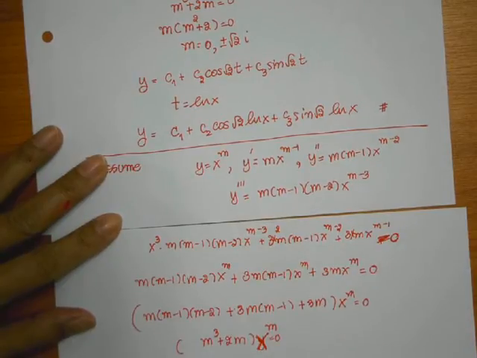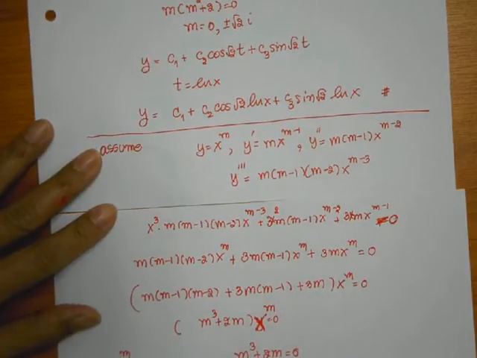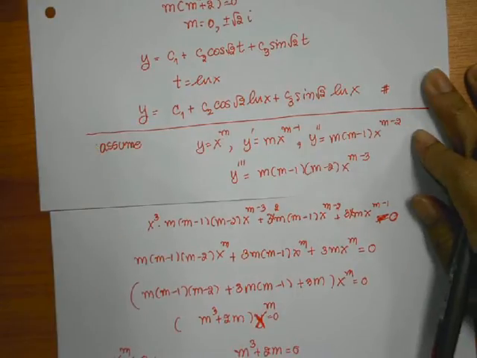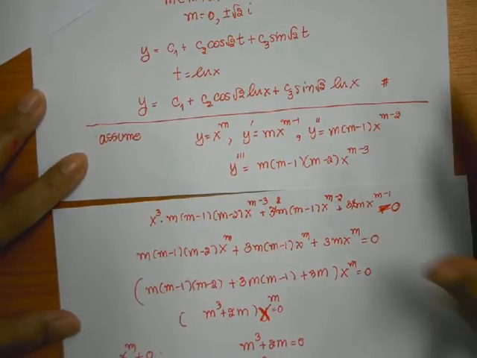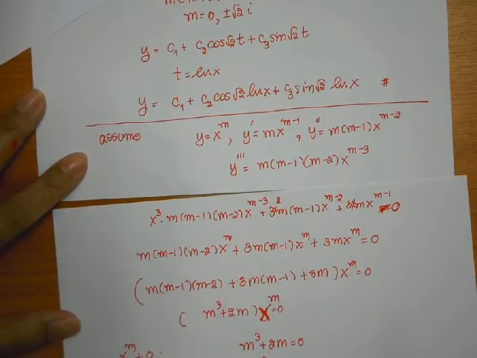Now m is equal to 0 and plus minus square root 2 i. So we can say that y is equal to C1. This is case 1 and this is case 3. Case 3 said that if you have m equal to a plus minus bi, then you would get x to the power a, which is 0, c2 cos square root 2 ln x plus c3 sine square root 2 ln x.